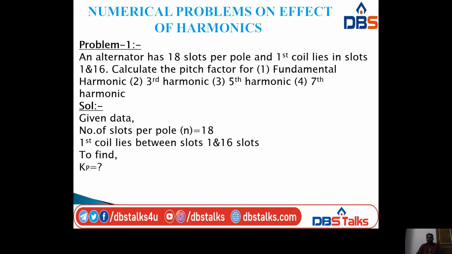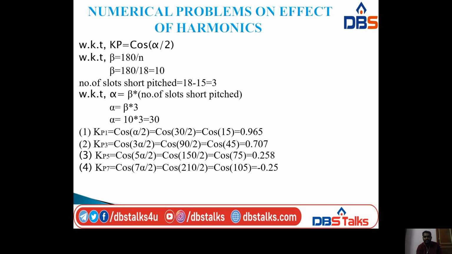So the solution for this problem is: firstly we will take the given data, that is the number of slots per pole, n is equal to 18, and the first coil lies between slots 1 and 16. For that we will find the pitch factor for the fundamental, third, fifth, and seventh harmonics. We know that pitch factor Kp is equal to cos alpha by 2, and we also know that beta is equal to 180 by n. In the problem the number of slots per pole is given as 18. Substituting that value, we have beta is equal to 180 by 18, so we get beta as 10 degrees.